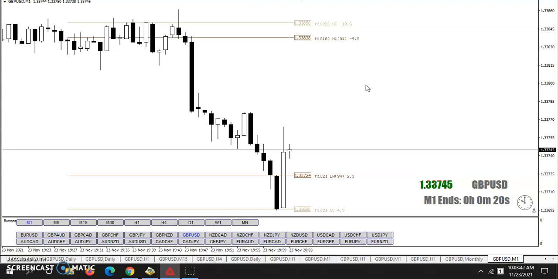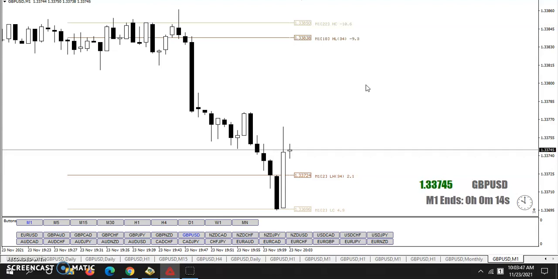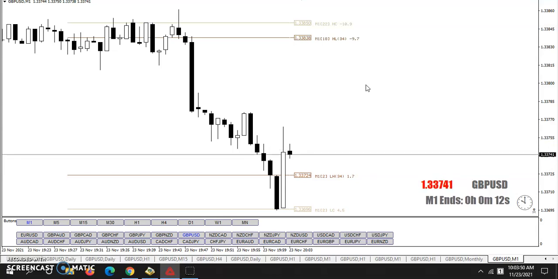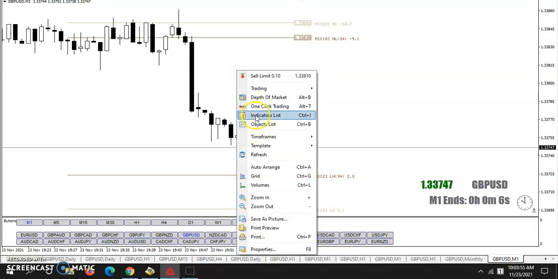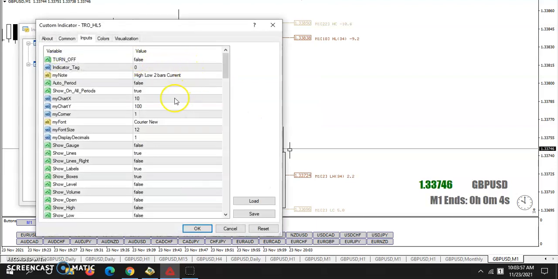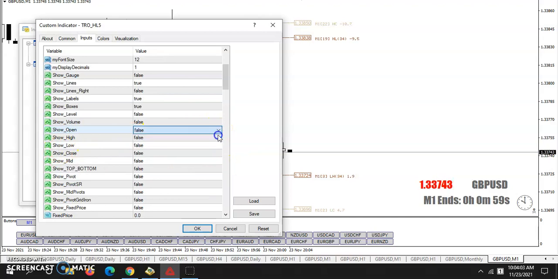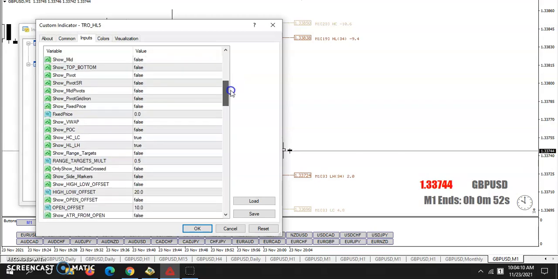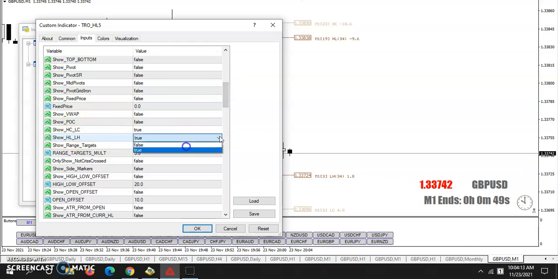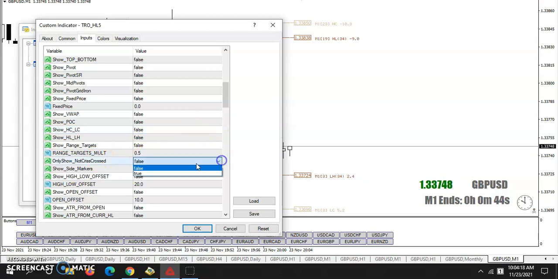So I hope that answers the questions that the traders had about HL5 out there, because I know they were having problems understanding the only show not crisscross. So just quickly one more time, if we turn on the highs and lows, and we'll turn off these two, and we're going to only show the not crisscrossed ones.